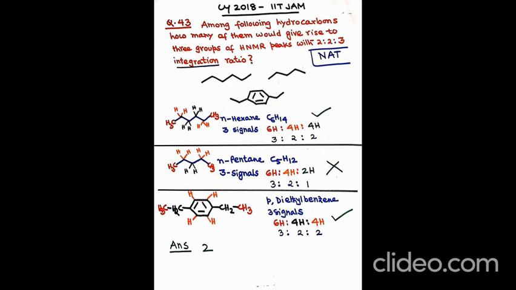Now let us go to the 2018 question number 43. Among following hydrocarbons, how many of them would give rise to 3 groups of HNMR peaks with 2:2:3 integration ratio? So this question came under numerical aptitude test. So after investigating all the 4 structures, only we have to write the number, how many.